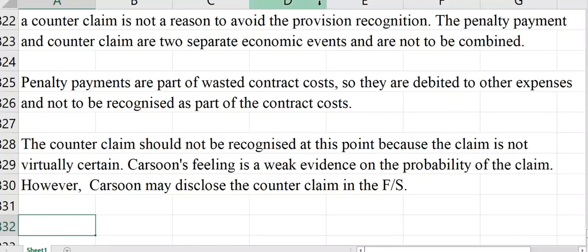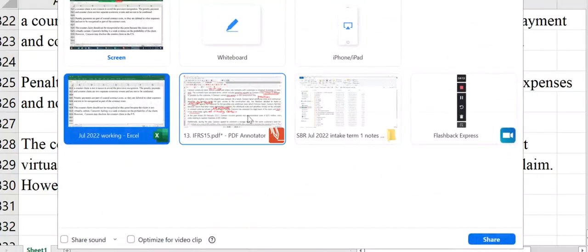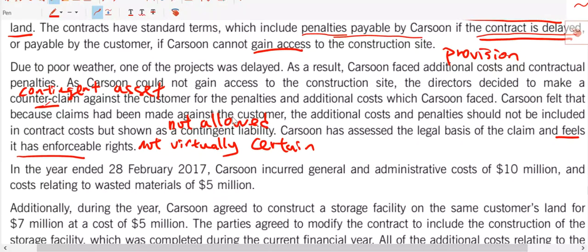Okay, I think you have done this. Let's go back to the question now. So I got the first half of the question covered. We managed to talk about penalty, we managed to talk about counterclaim a little bit here and there. And let's move on.